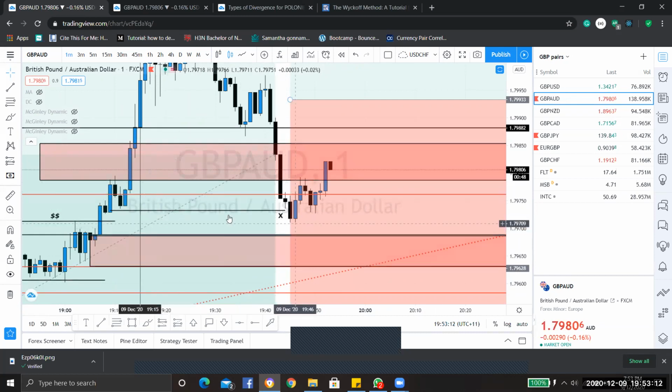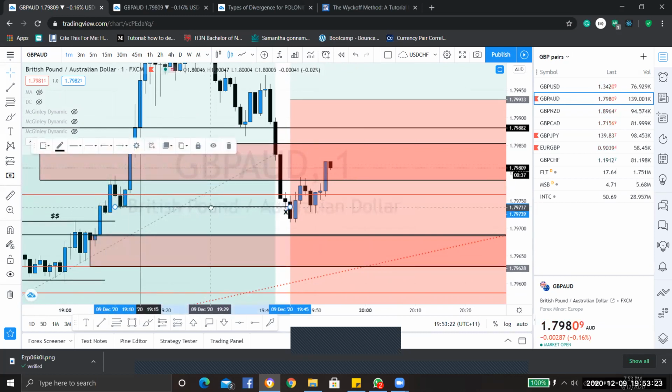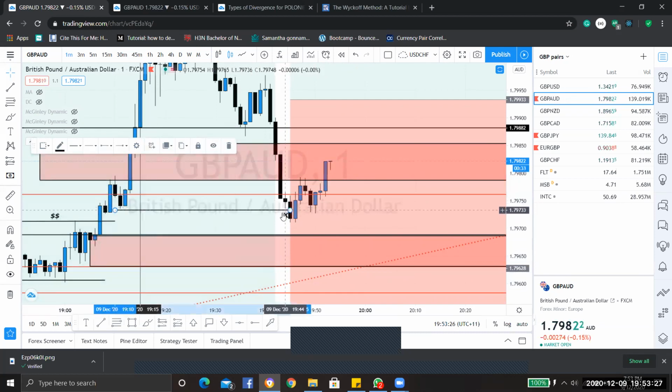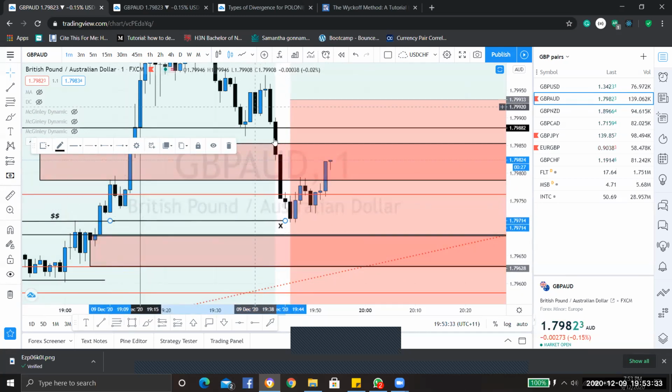But we should mark that 50% and 61.8 zone first. When we have marked it, see what is happening when price comes back to that zone. You can clearly see this low, and the market came straight back and halted. The market just stopped coming downward.